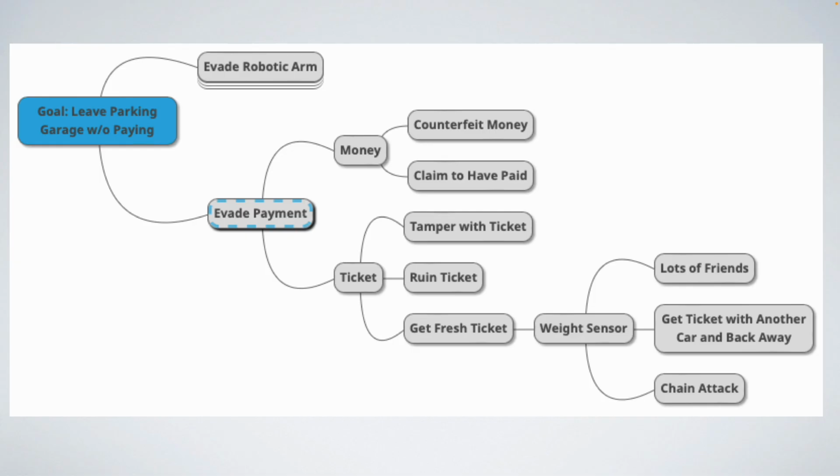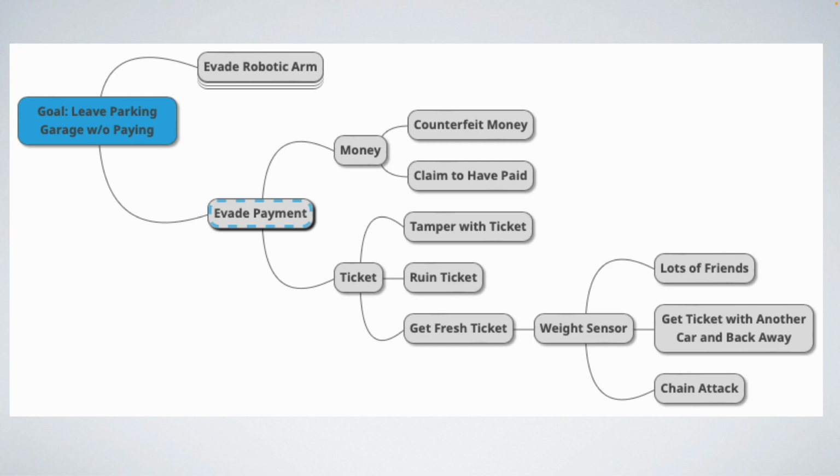Okay, and then on the payment side, we could use counterfeit money. We could say, oh, I paid even though you didn't actually pay, and if they can't figure out whether you paid or not, they might let you go. You could try and attack the ticket itself. You could tamper with it, print out a different QR code that would scan correctly. You could ruin it, and then maybe they'll let you out anyway.